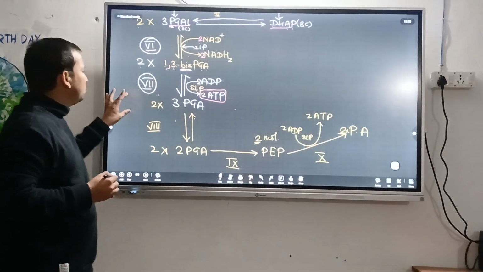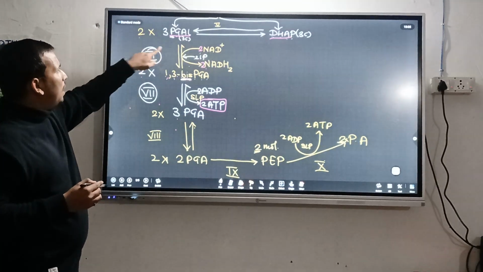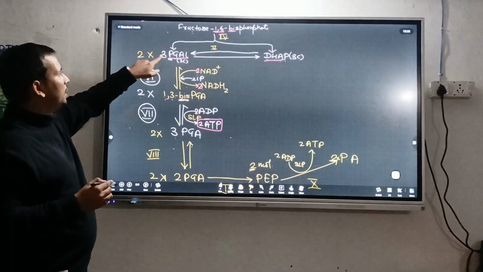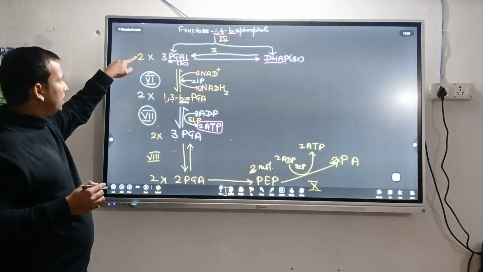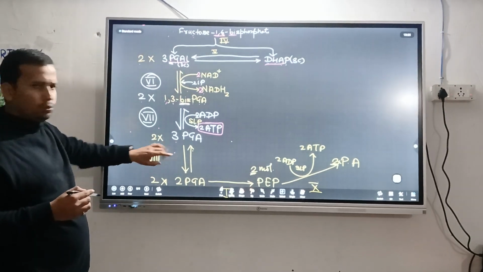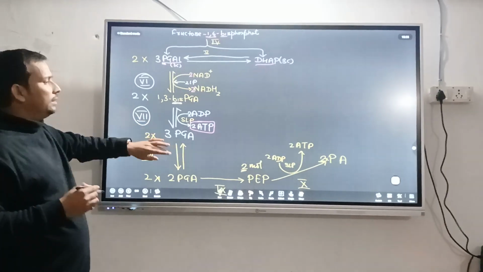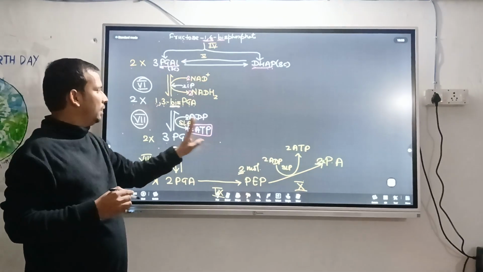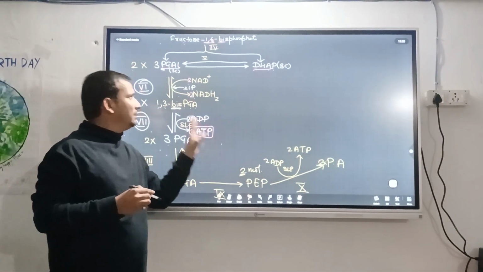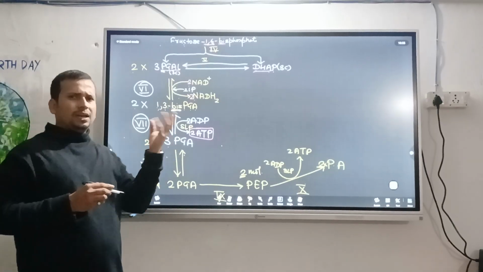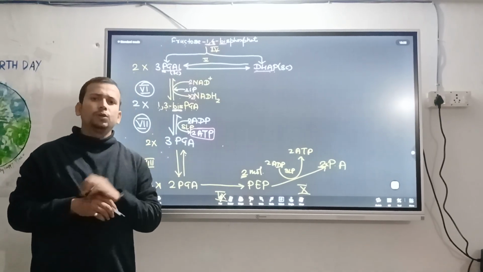That's all. Here you will see, student, after this, all are 2 molecules. So this is all. I must say this is a quick idea about glycolysis. Thank you.